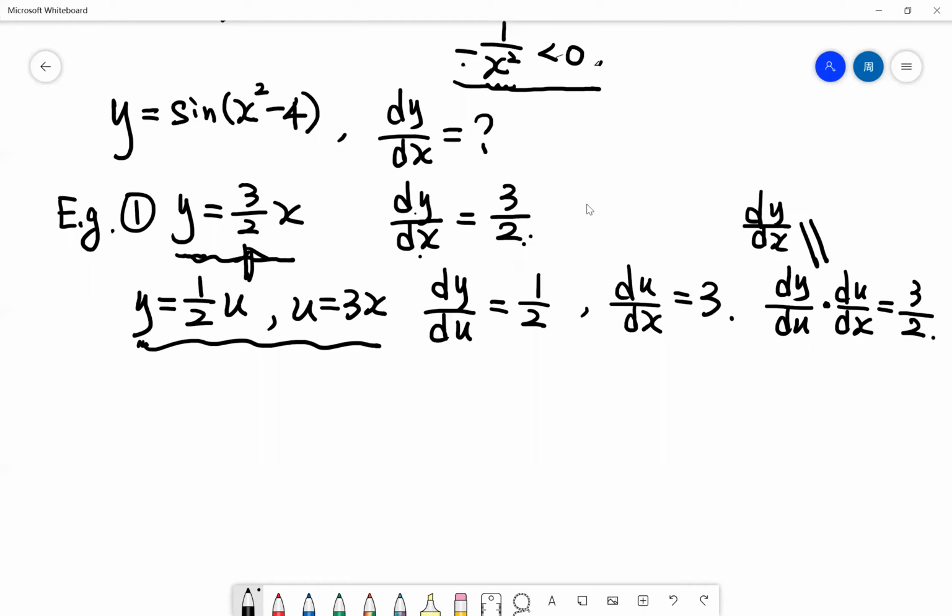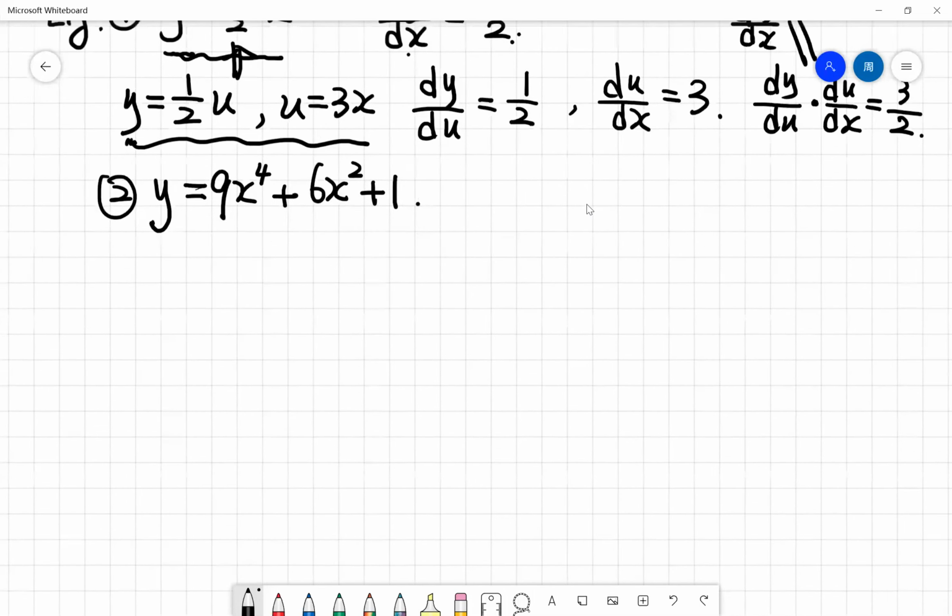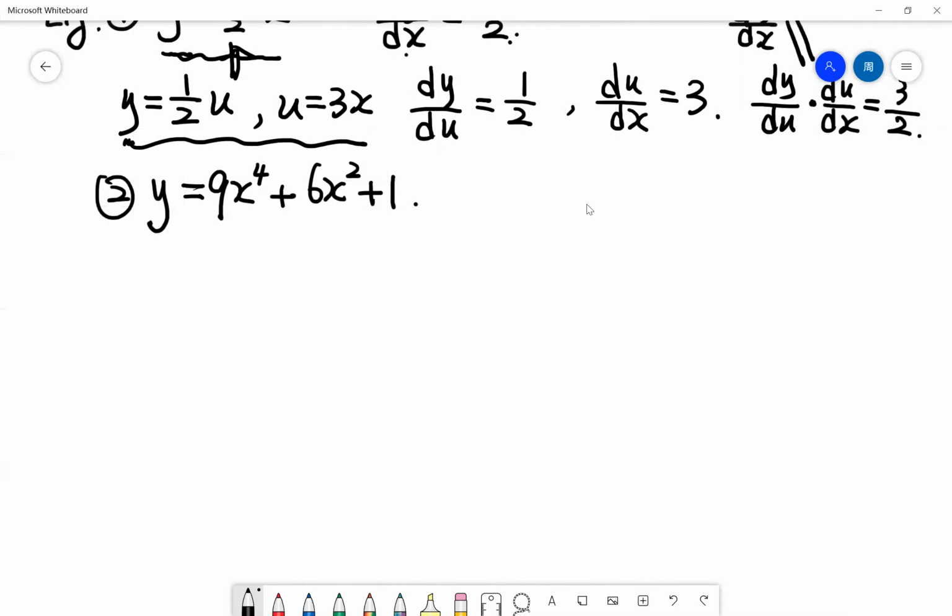So we will see another function, that is y equals 9x to the power 4 plus 6x squared plus 1. For this function, you can also calculate directly that dy by dx equals 36x cubed plus 12x, right?